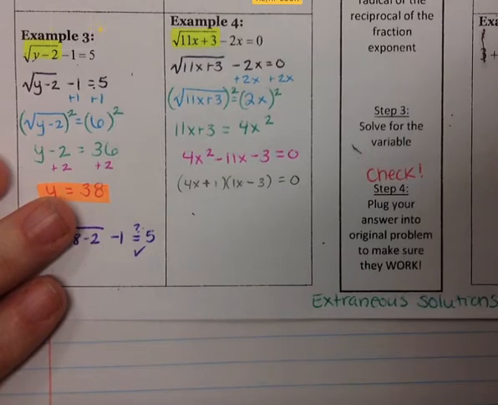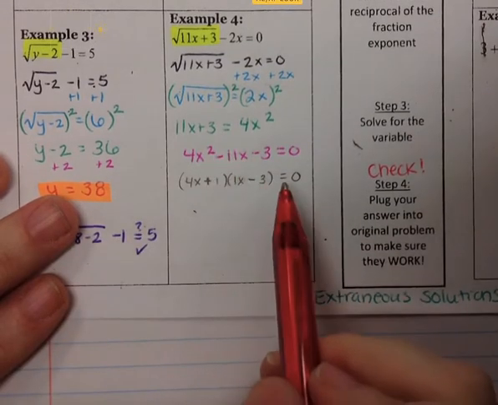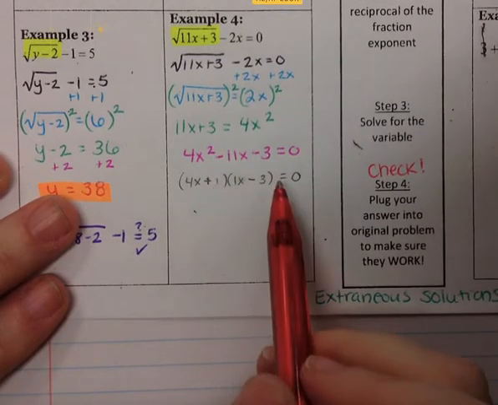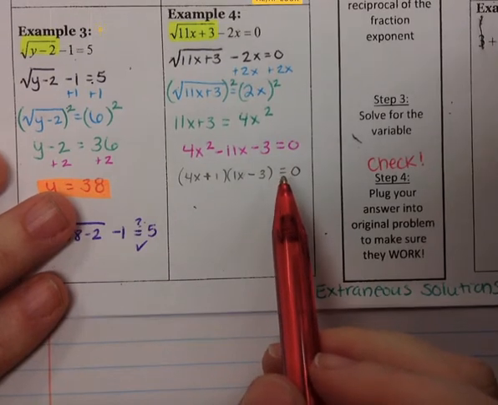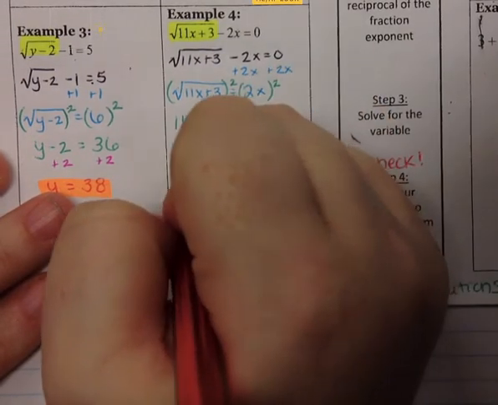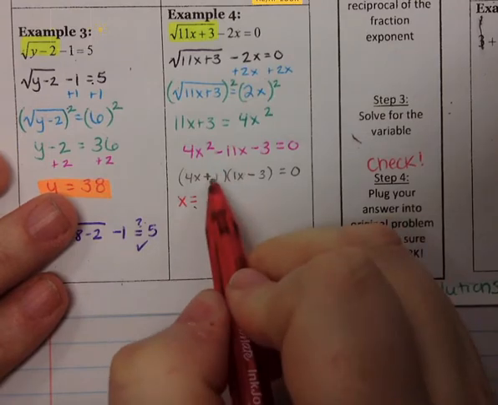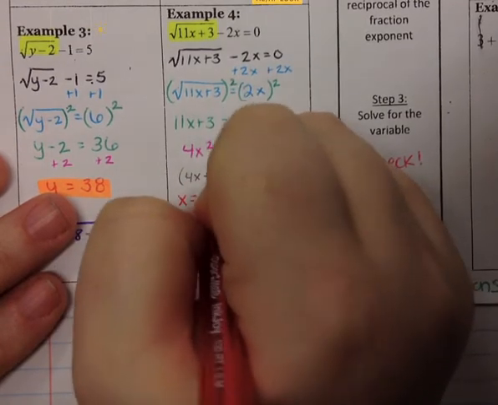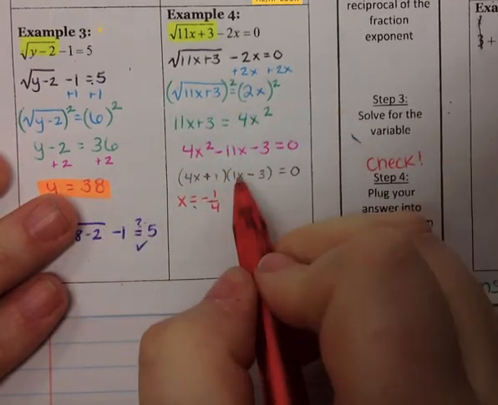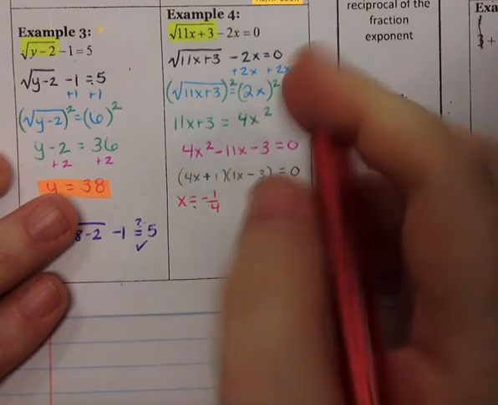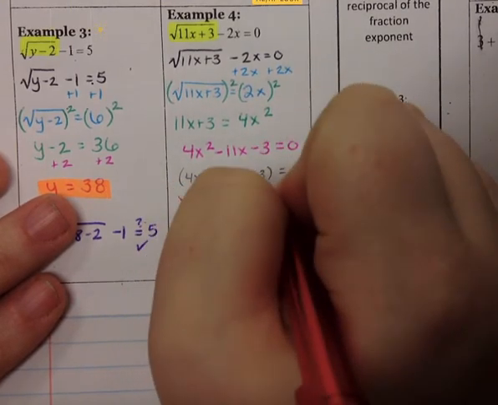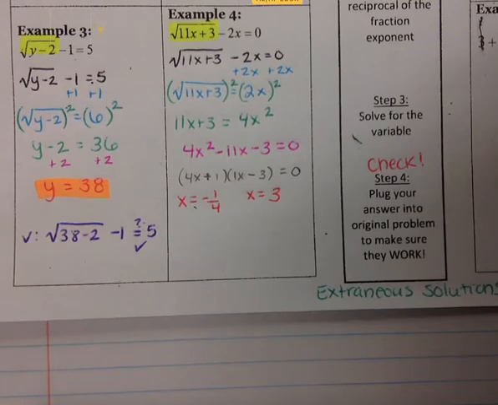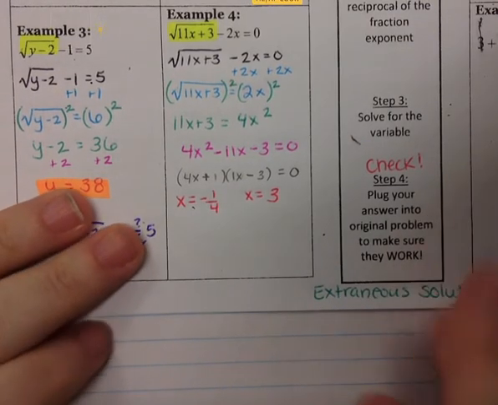Now we want to solve. These are equal to 0, so we have 4x plus 1 equals 0. That means that x is equal to, we subtract the 1 and divide by 4, so negative 1 over 4. And then if we add 3 divided by 1, x is equal to a positive 3. But now we have to check. We have two answers, so we definitely have to check for extraneous solutions.